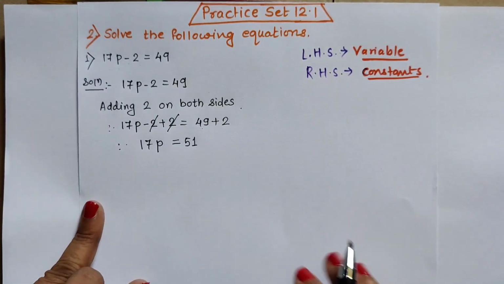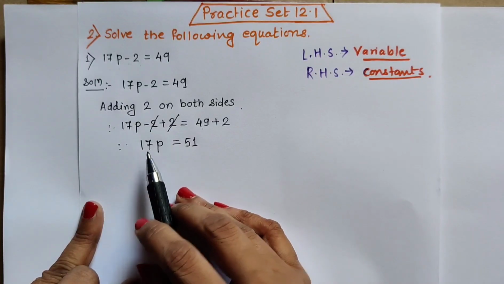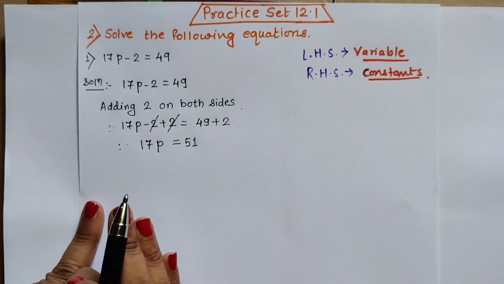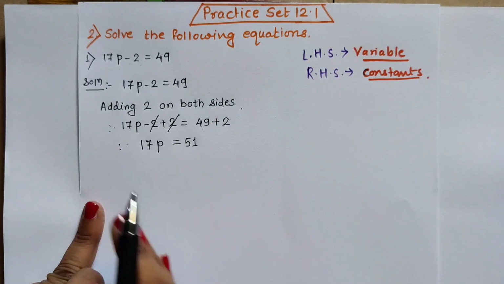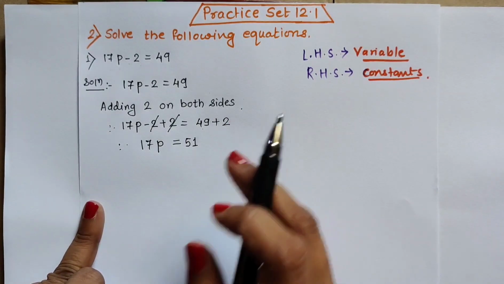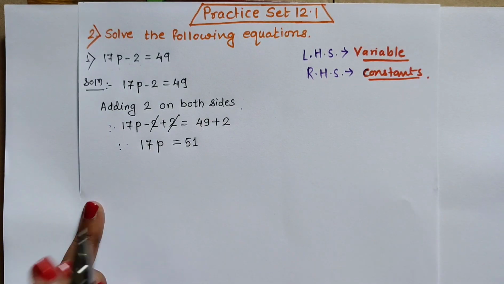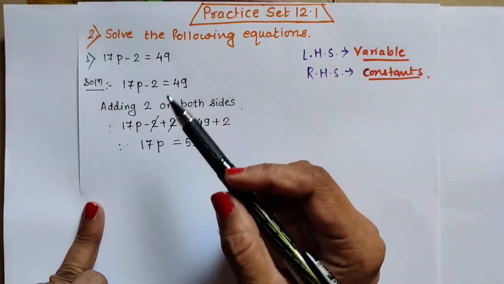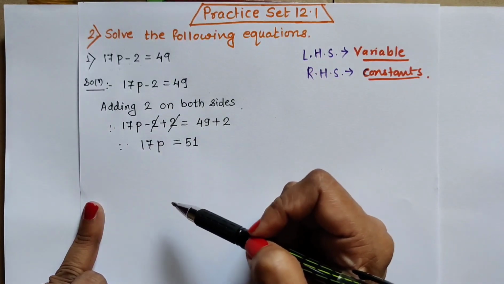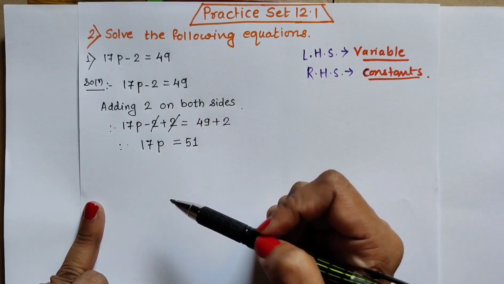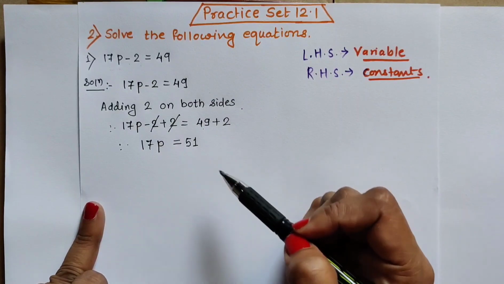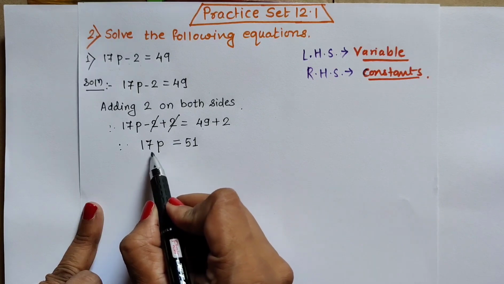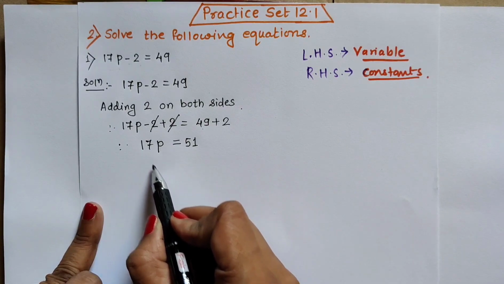Now again we can see that 17 is there on the left hand side. We should not keep any number on the left hand side. All the numbers should be transferred on the right hand side. On the left hand side there should be a single variable from the question. In our question, p is the variable. So in the end, we require only p on the left hand side and the constant should be on the right hand side. So this 17 also we have to transfer from left to right.